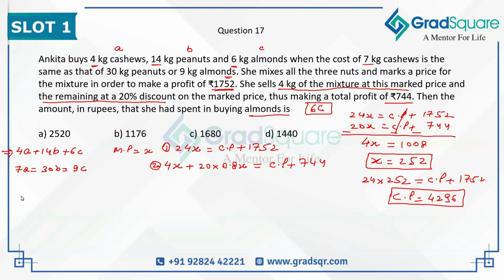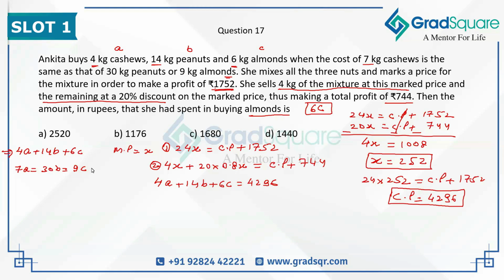Now that means we have the equation available with us, which is 4A plus 14B plus 6C. That value should turn out to be equal to 4296. Correct. Now we need the value of 6C. We have this equation available with us. We can get down to the values of A, B, and C, all three.